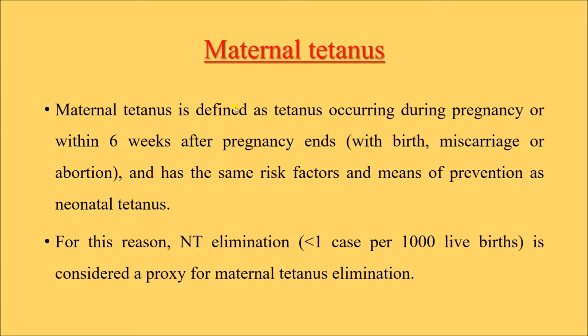Now, maternal tetanus. Maternal tetanus is defined as tetanus occurring during pregnancy or within 6 weeks after pregnancy ends. That means there is birth or miscarriage or abortion, and it has the same risk factors and means of prevention as neonatal tetanus. So this is basically a unit, maternal and neonatal tetanus, also known as MNT. For this reason, neonatal tetanus elimination, which is basically less than 1 case per 1000 live births, is considered a proxy for maternal tetanus elimination.